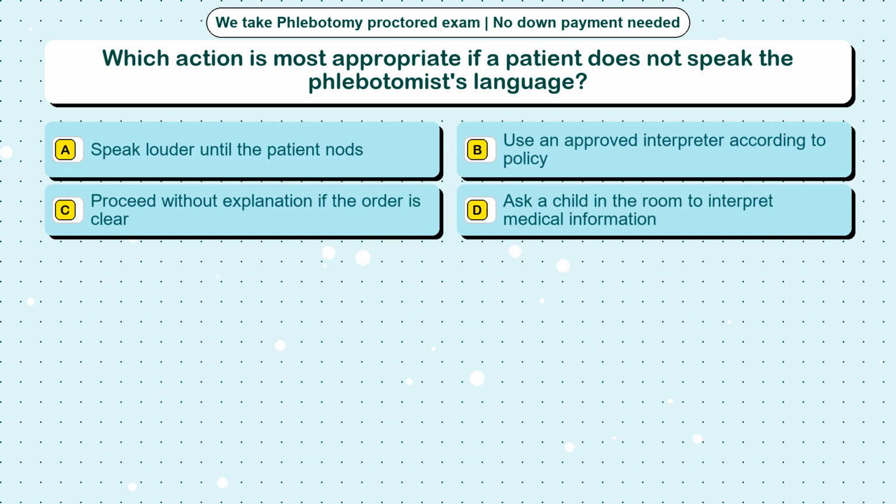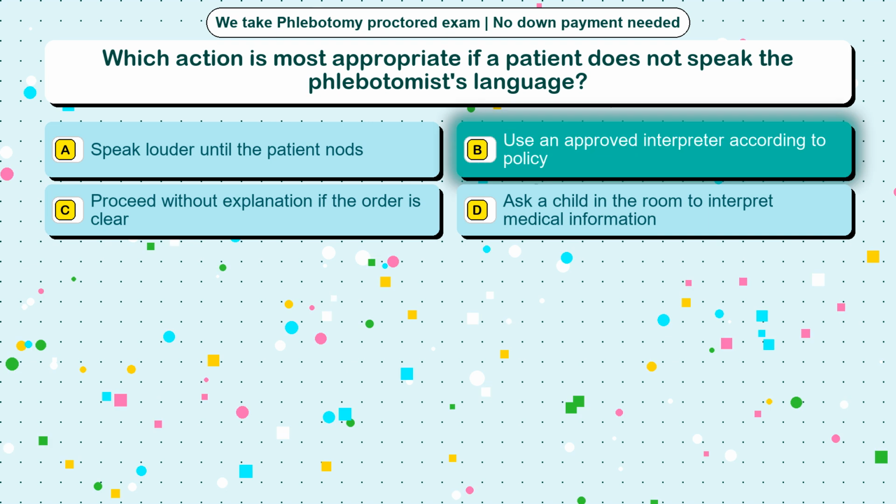Question 56. Which action is most appropriate if a patient does not speak the phlebotomist's language? Option A. Speak louder until the patient nods. Option B. Use an approved interpreter according to policy. Option C. Proceed without explanation if the order is clear. Option D. Ask a child in the room to interpret medical information.